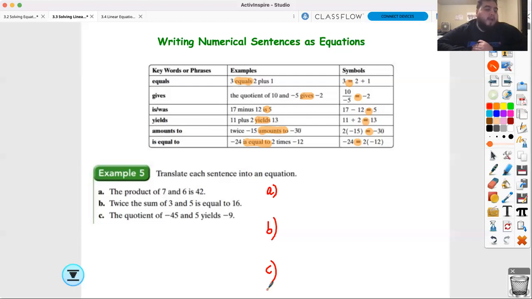So before I write Example 5, I have less than a minute left before I start. Can y'all tell me the equal sign keyword or phrases for the example? Like in A, the product of 7 and 6 is 42. Which one is the equals? Where is the equals at? What word for A?